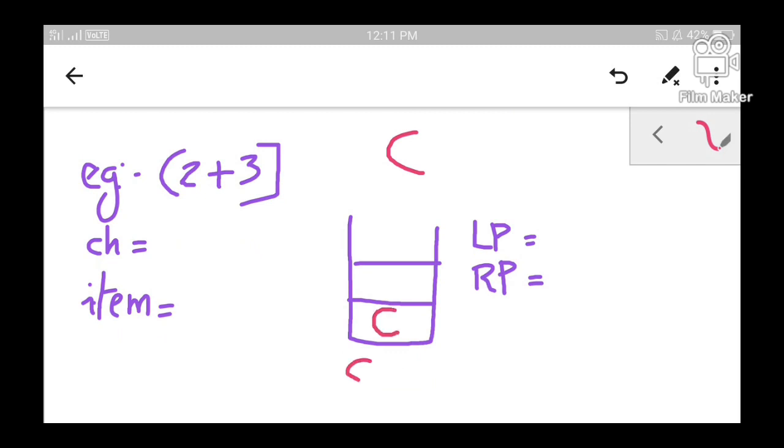So this is our stack. If the read character is a left parenthesis, then push it onto the stack and increment LP by 1. Initially LP was 0, and when the first left bracket is encountered, LP is incremented by 1 and the value of LP is now 1. Now just read the next character. The next character will be 2. So 2 is an operand. If you're reading an operand, do nothing, go for the next character.